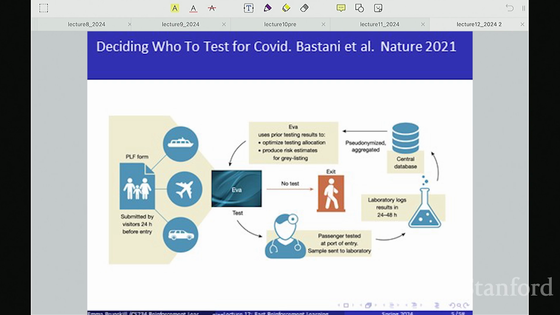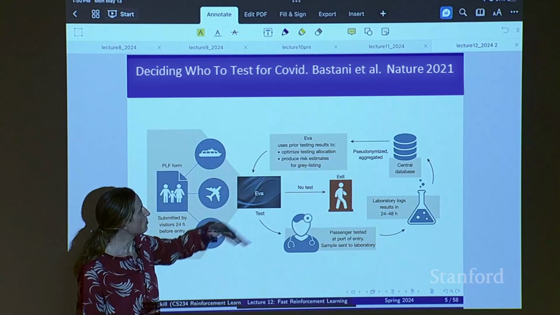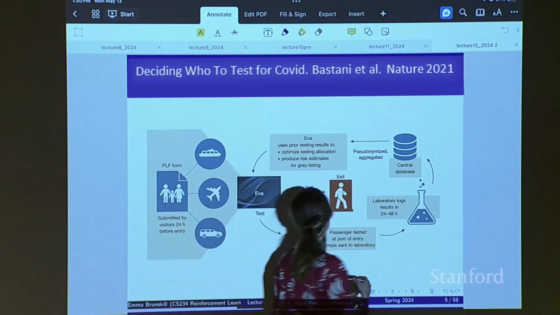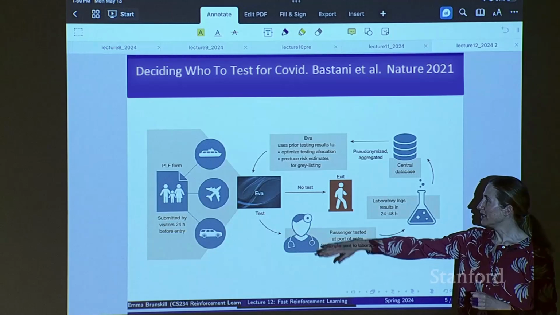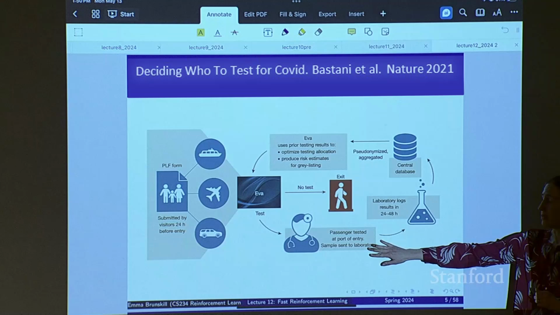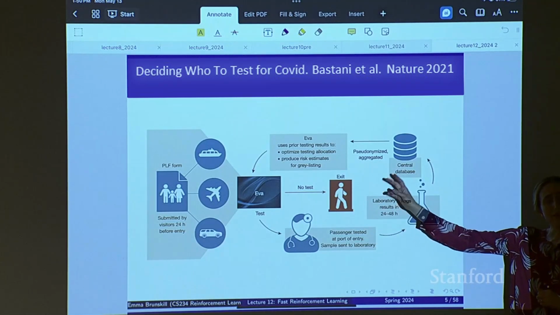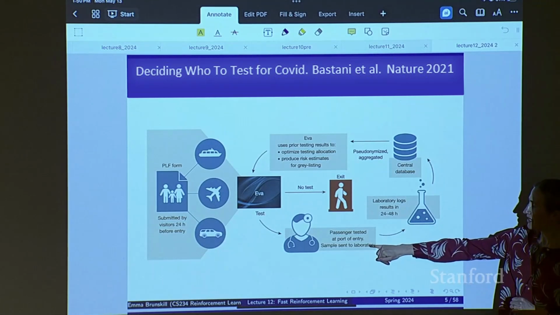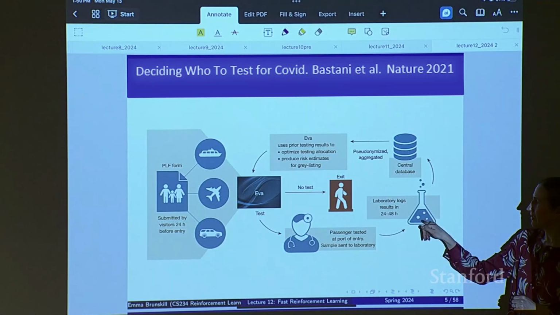What happens is that when people were coming into Greece, they would submit a form in advance, when you go to the airport or before you go, etc. And then they had this approach called EVA, which tried to use the prior testing results to figure out who to actually test when they came. So when somebody comes, like the next day, either they would say, we're not going to test you at all, and then you leave the premises, or for a subset of people, based on the form, based on where they were coming from, and based on prior results they had, they would decide to test someone. Then, after you got that test, you would send it to a lab, and it normally would take 24 to 48 hours.